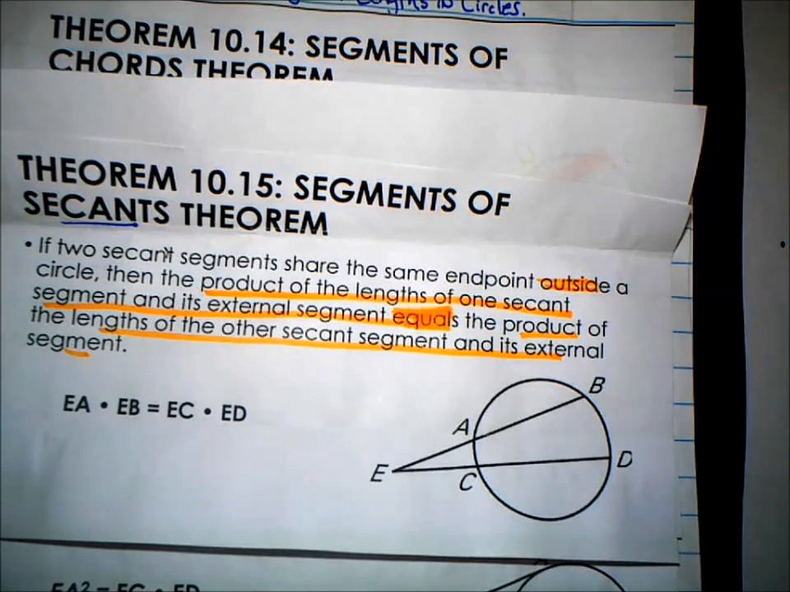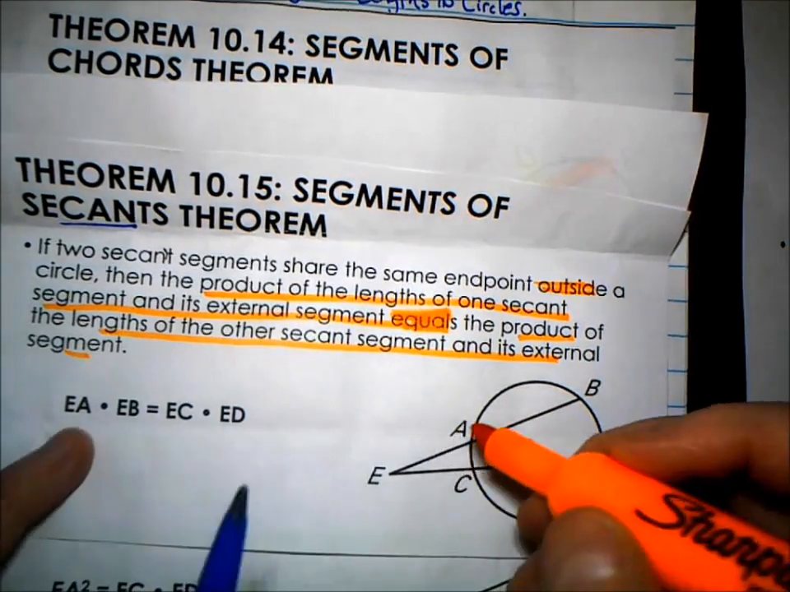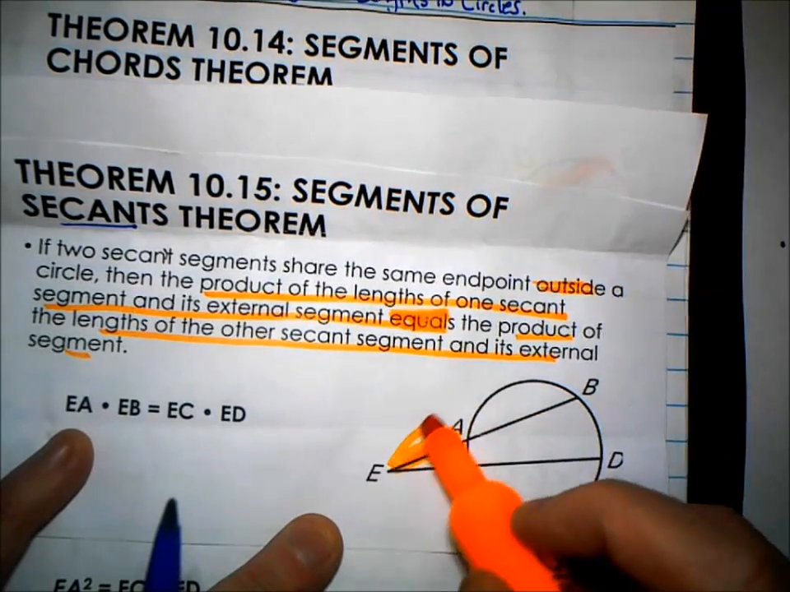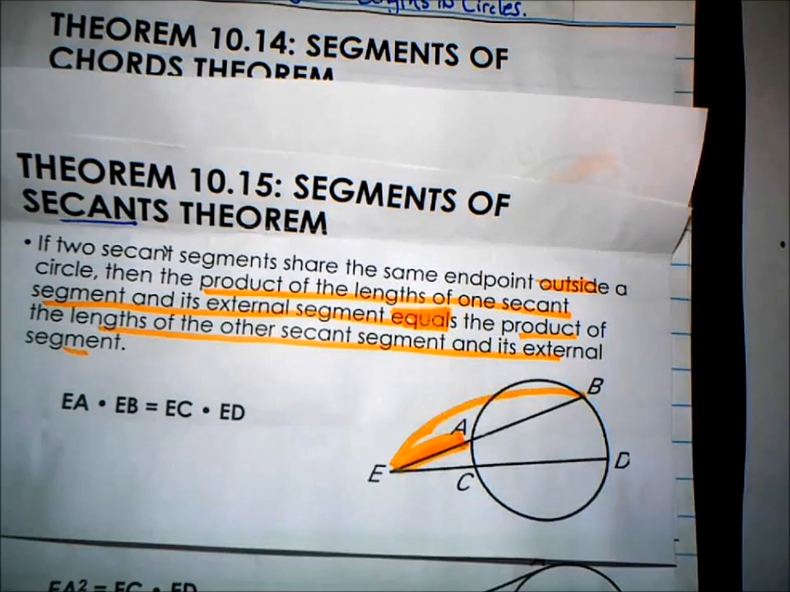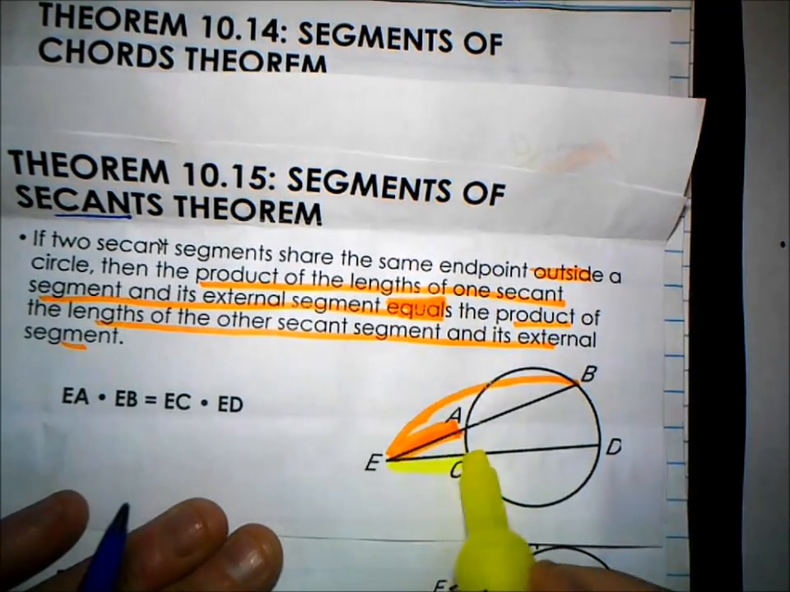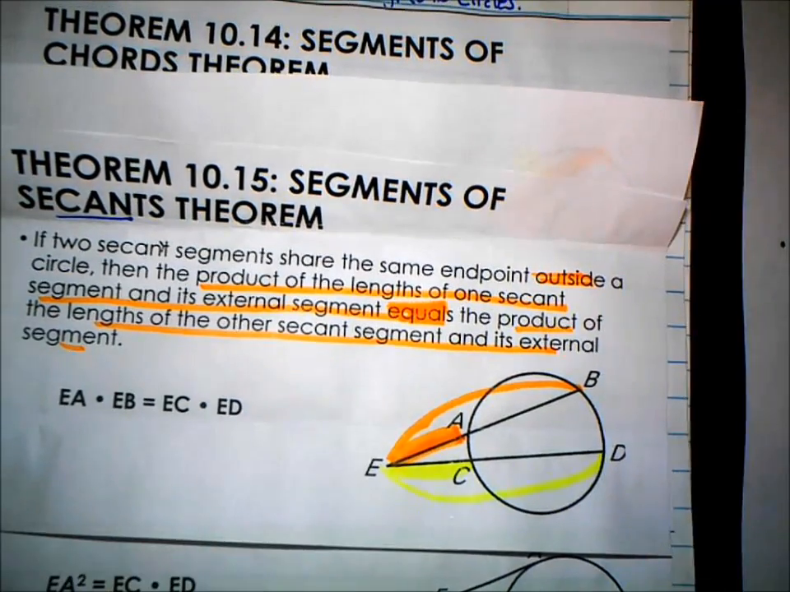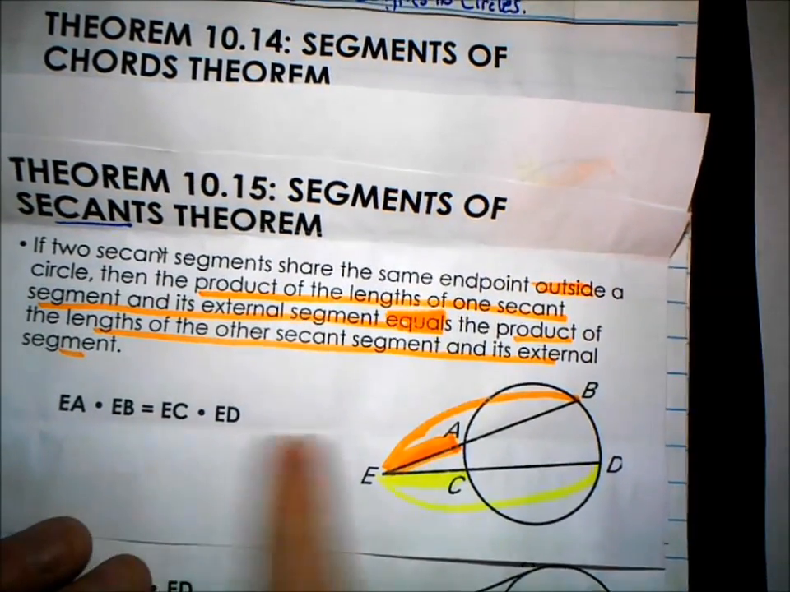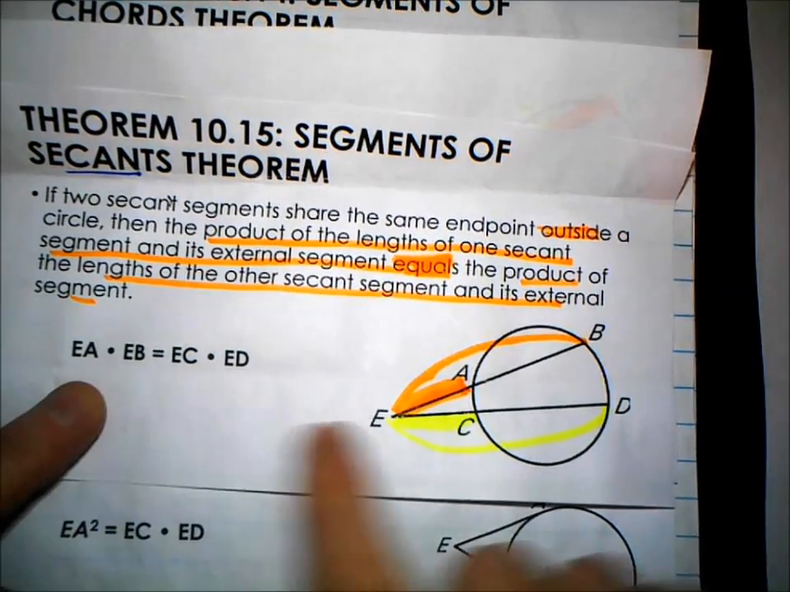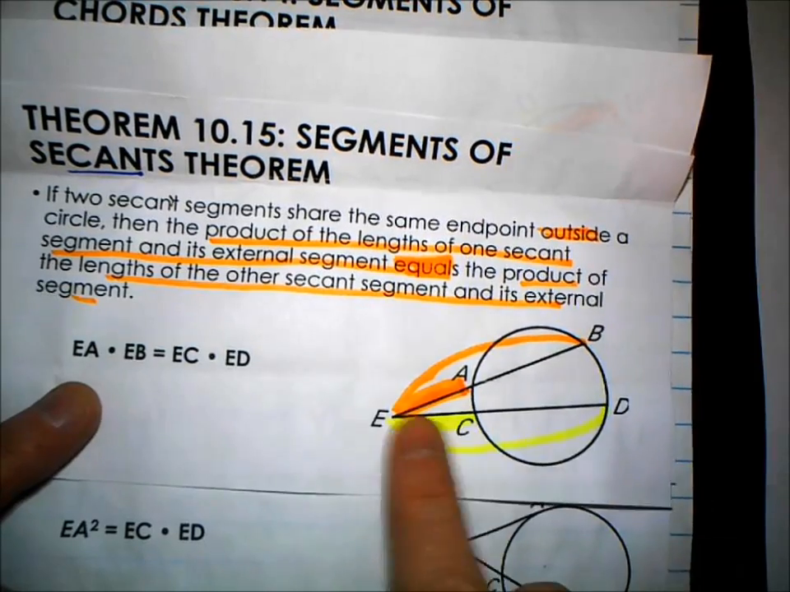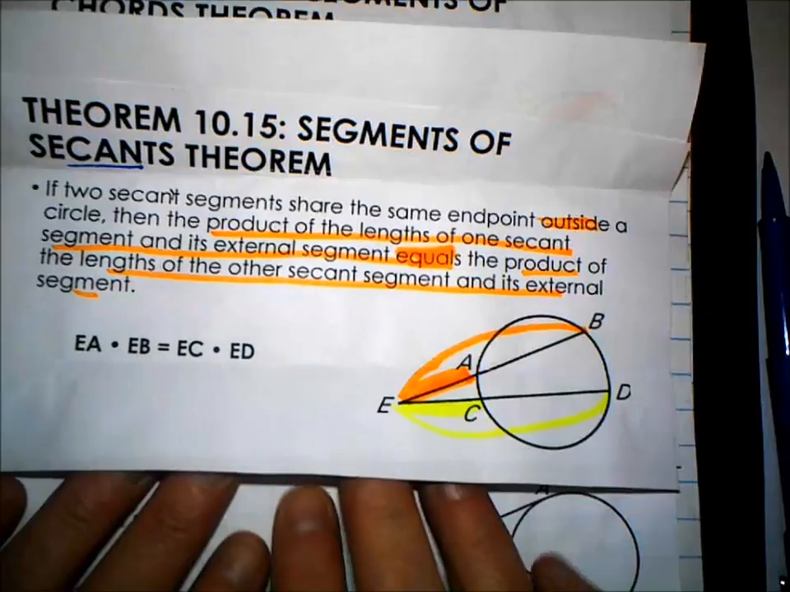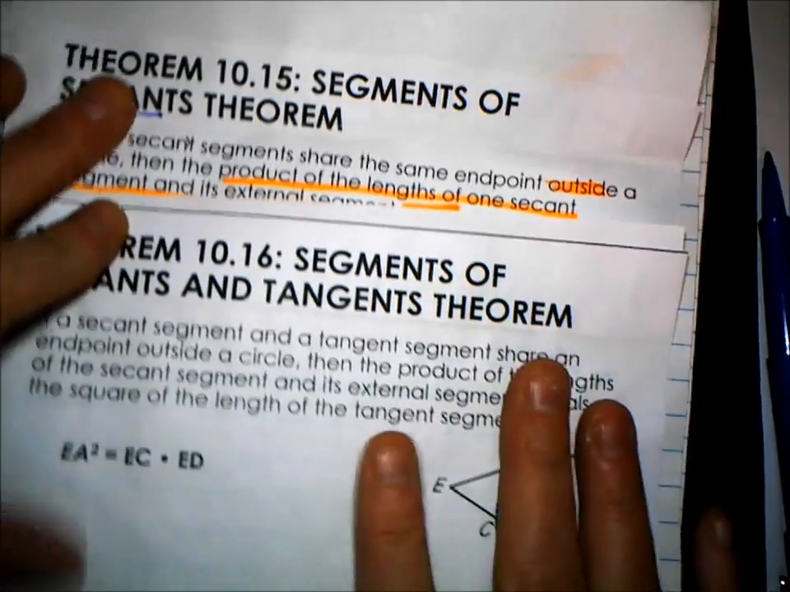So to stretch this out, it says here, EA, which is the outside, times the entire thing, will equal EC, which is the outside, times this entire thing. So you'll have those particular problems: outside times the entire length, outside times the entire length, that will give you equal segments.